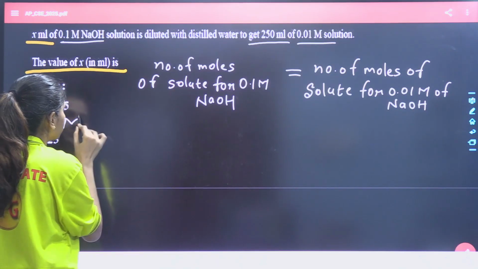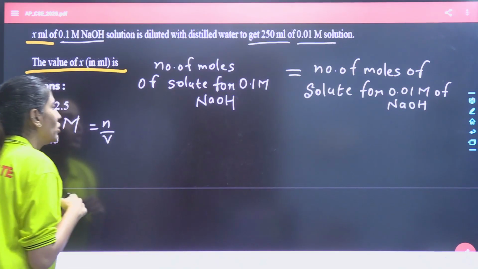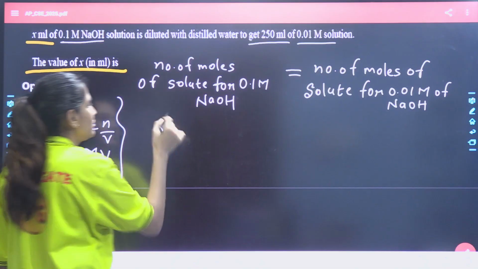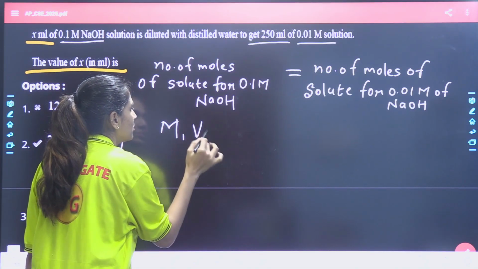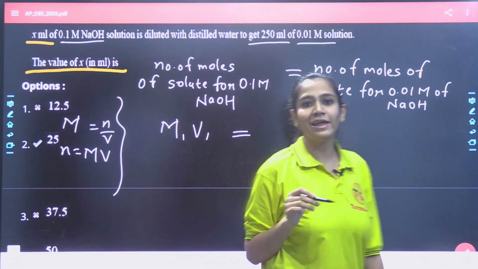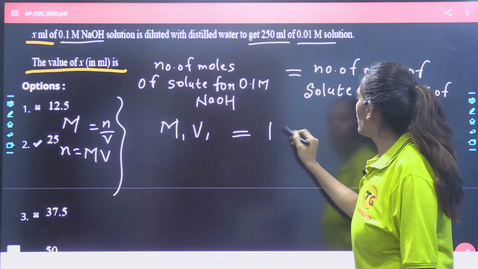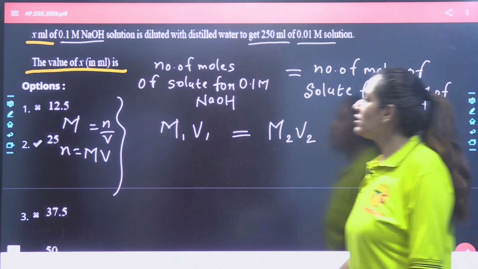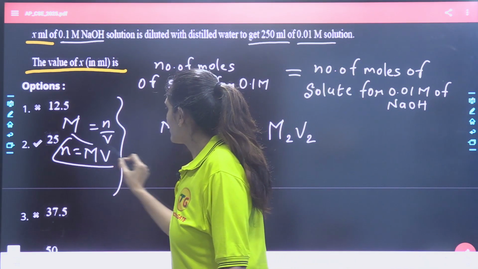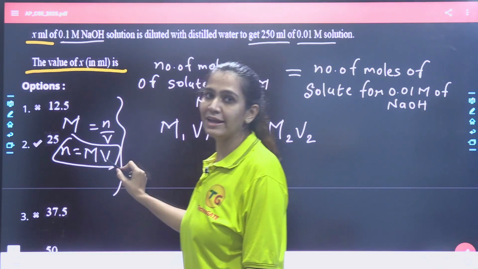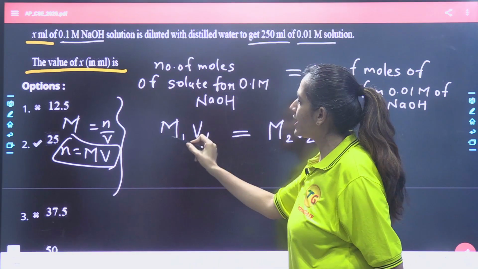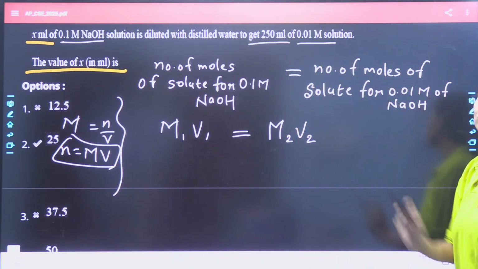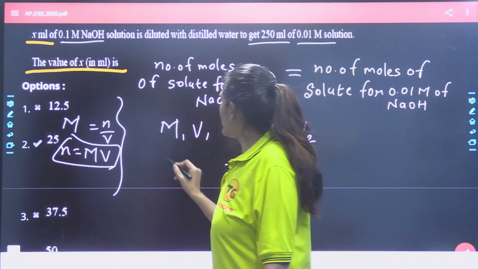What is the formula? See, molarity, we know, is number of moles upon volume of solution. So, number of moles is molarity into volume. So, for this we would write molarity into volume. Okay, let's consider it as M1V1 equals M2V2, because in both the cases the number of moles is the same. So, by using this formula, the number of moles is molarity into volume. So, molarity of this solution into volume of this solution is equal to molarity of this solution into volume of this solution.